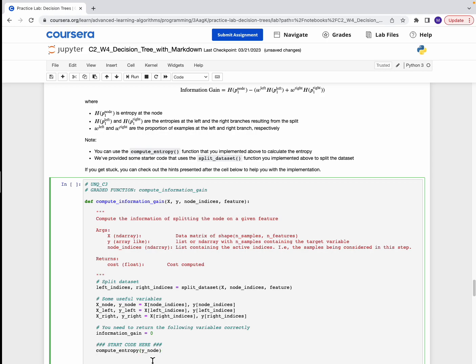Then we have left and right nodes, because in this formula we have the entropy at the node minus the proportion of examples at the left branch, so this fraction of examples that are on the left side of the tree, times the entropy at the left tree plus the same for the right. So we need all these individual formulas, all these individual variables. So we're first calculating the entropy for the y node, which is the node's entropy.